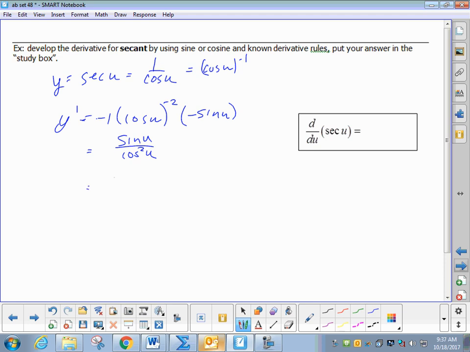The typical form is to call this sine over cosine and 1 over cosine. And your final form is, sine over cosine is tangent u, and 1 over cosine is secant u. The derivative of secant is secant tangent. It's its own derivative plus some.